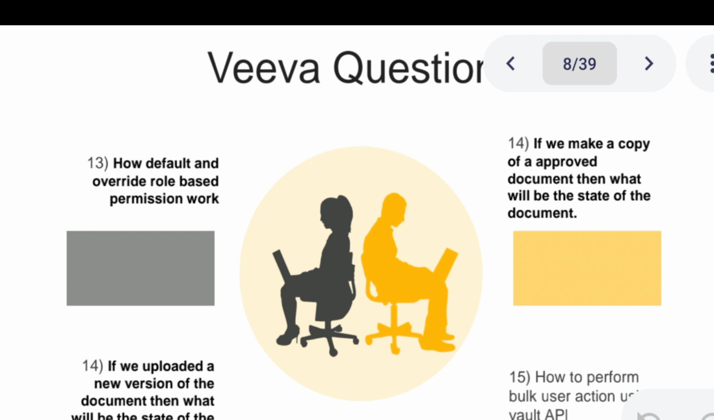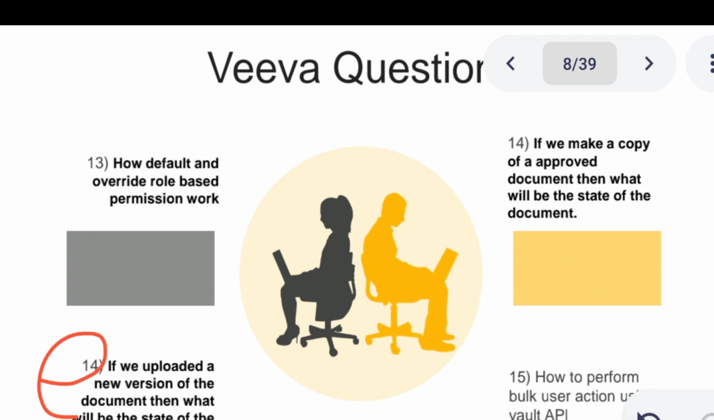Suppose your document is involved and the current state of that document is approved. Now if you want to make a copy of that document, which means you want to copy the metadata and the content of that document, then what will be the current state of that newly copied document?